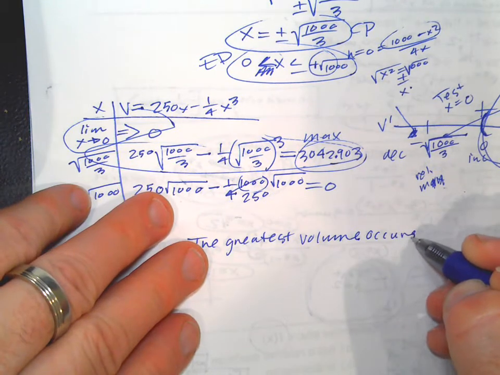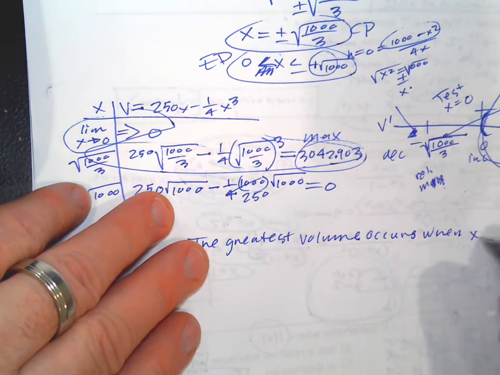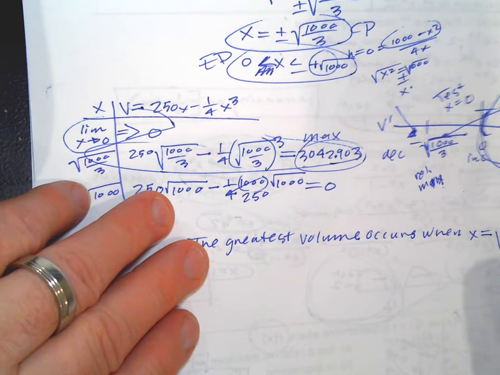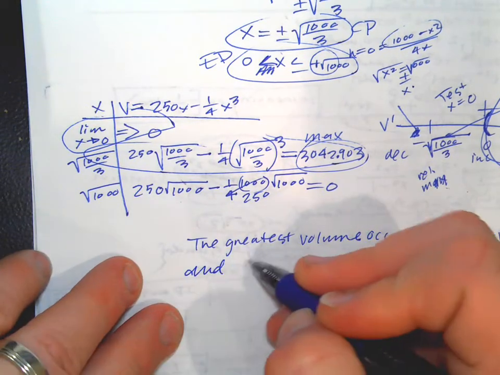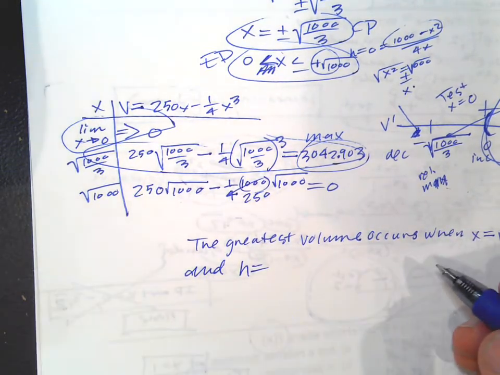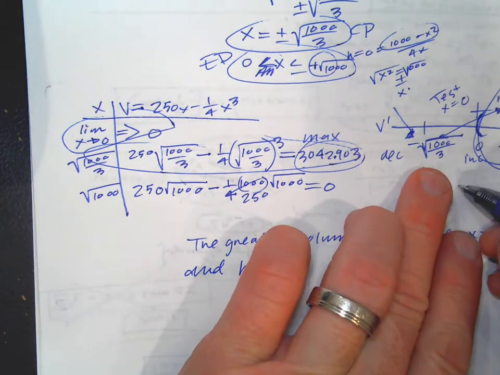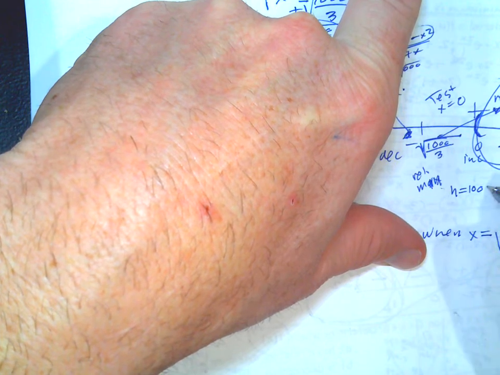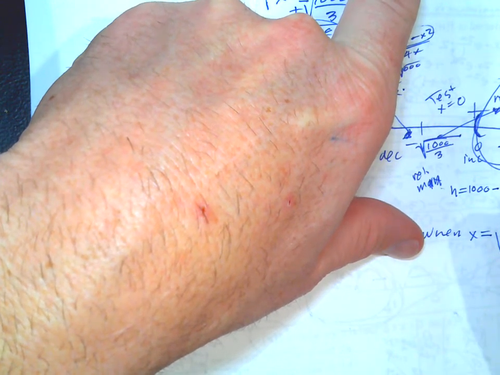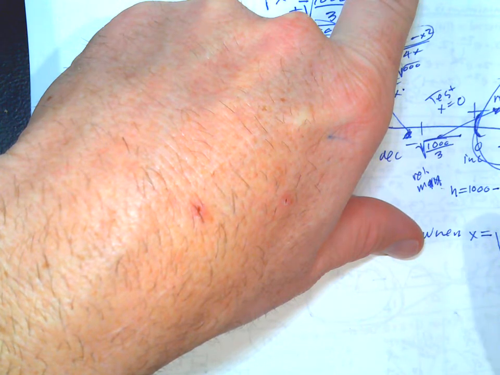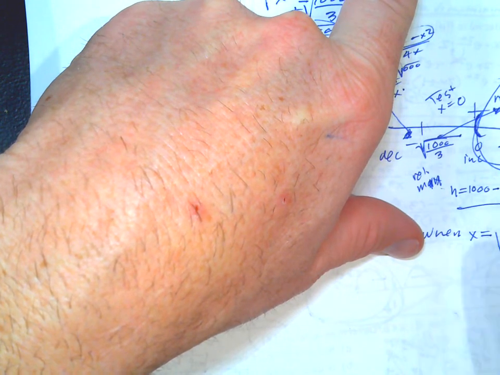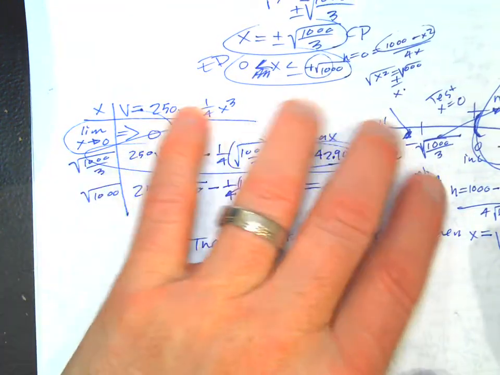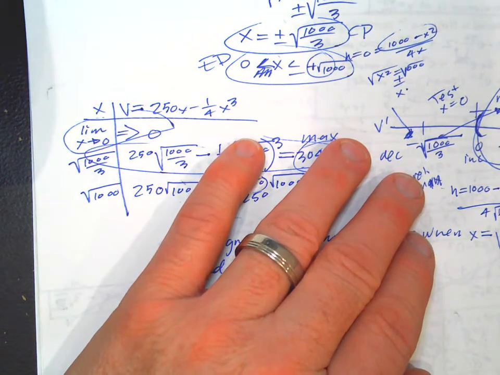occurs when x equals the square root of 1,000 over 3 feet, and h equals, so we haven't done h, we need to plug this in for h. Did they say? Yeah, I have to find it. So we're going to plug in the square root of 1,000 over 3 squared. That's 4 times the square root of 1,000 over 3. So this is a little messy.